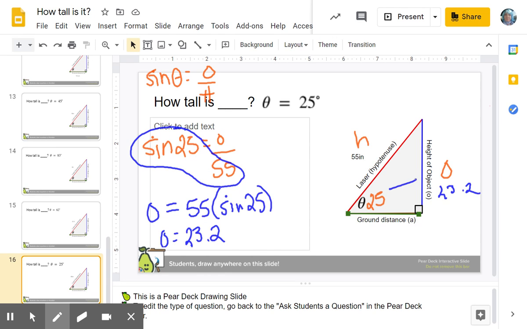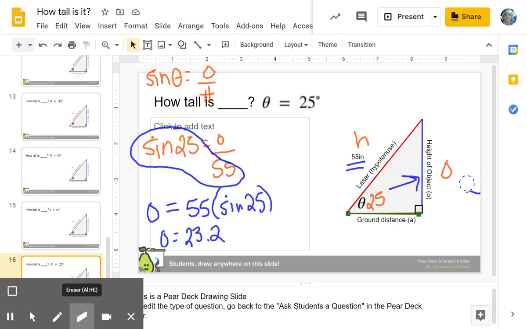And that makes sense because that's a very acute angle. So it should be a lot less than that 55. And let me see if I can write that a little more legibly.